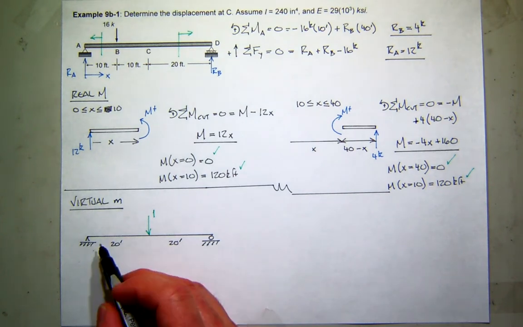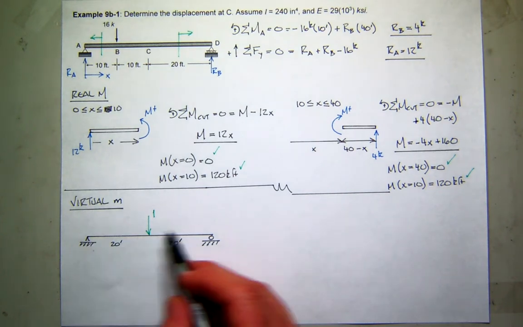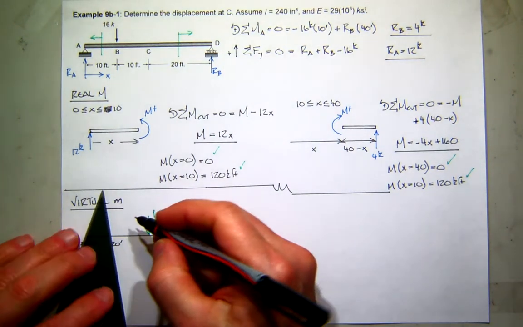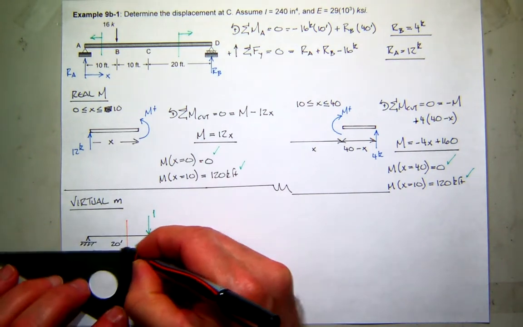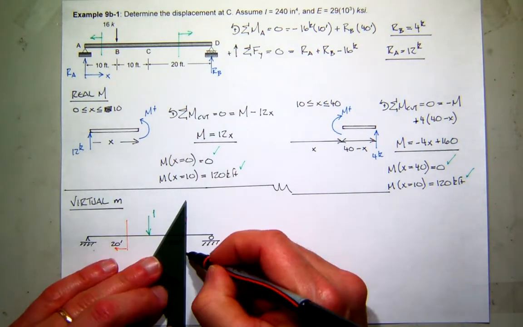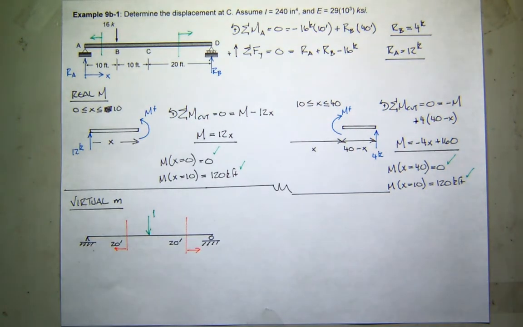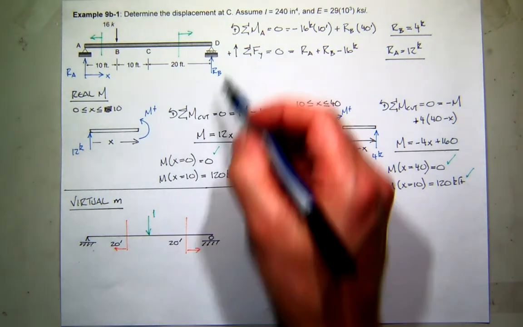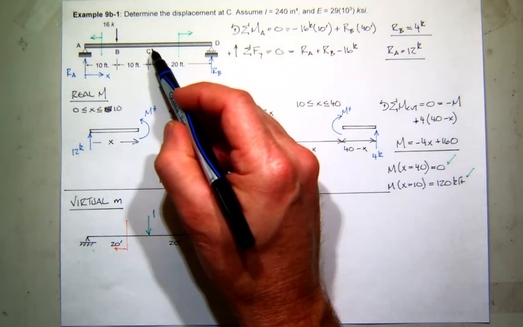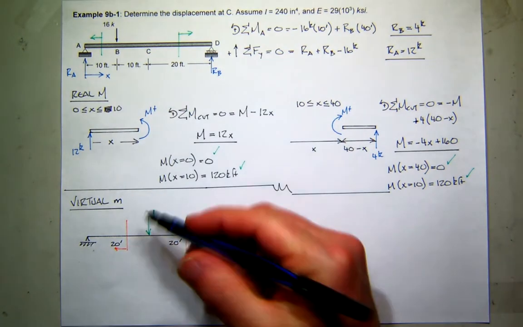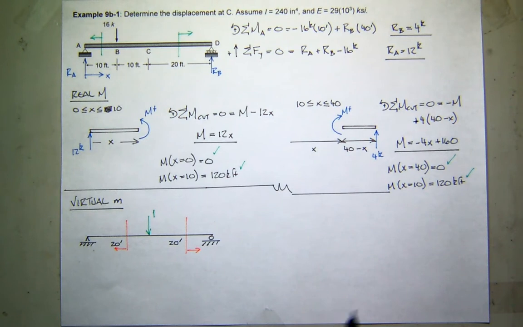Now, can I write one virtual moment expression for the whole structure? No. What have I got to do? Well, I've got to write one that's in here, and I'll probably go to the left side. I've got to write one that's here, and I'll probably go to the right side. So I'm going to repeat this process, but now with the virtual load. I put the load here because I want the displacement at C, and C is in the middle. Remember, you apply the virtual load at the point you want the displacement, and I'm assuming it's going to displace down, which seems reasonable.